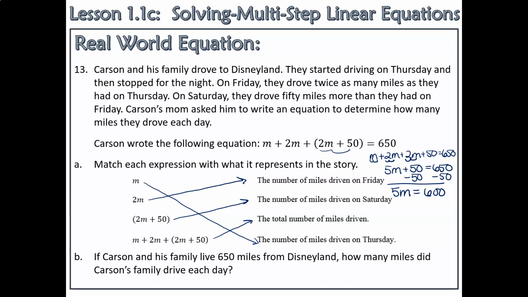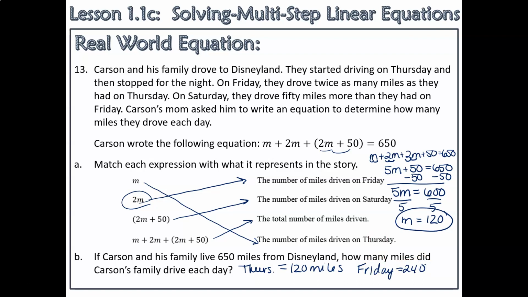When we find out what M is, we can plug that number in and then figure out what they're driving each day. So when we divide 600 by 5, we know on the first day they drove 120 miles. So Thursday is their first day, right? On Thursday, they drove 120 miles. On Friday, they drove twice that. So 120 times 2 is 240. And then on Saturday, here is Saturday right here. We have 240 plus 50 is 290.